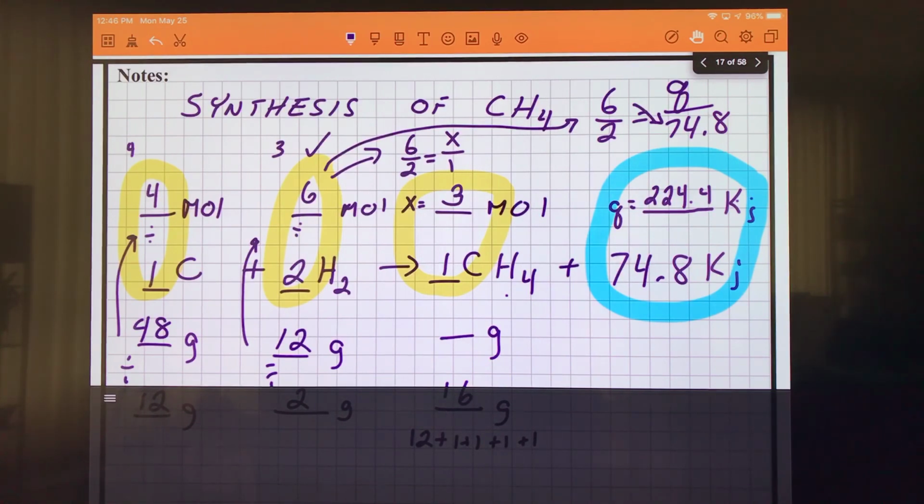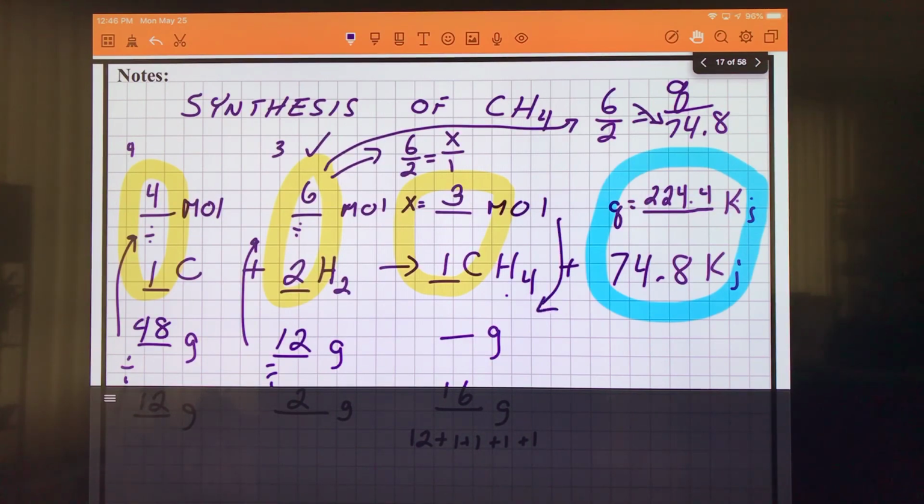Don't go any further with it. Don't try and move it down below. Don't multiply it by anything else. That's the final answer right there. How many kilojoules of energy were produced? 224.4 kilojoules. Don't forget the K there.